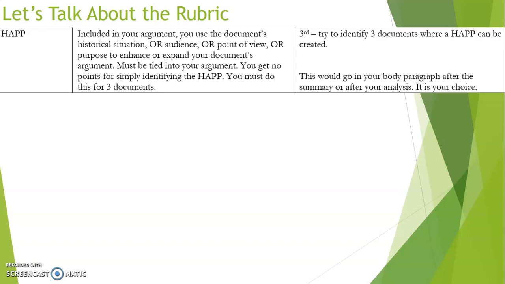There are 2 things that you need for a HAP to be counted. The first thing you want to do is you need to be able to explain what the HAP is. So what is the historical situation? Who is the audience? Who is the point of view? What is the purpose? And the second thing that you need to do is you need to be able to argue why that's important for the prompt itself.